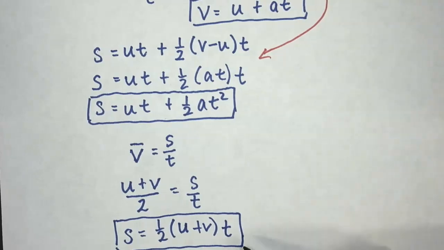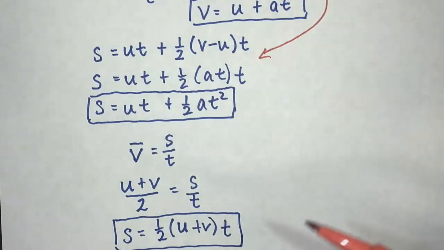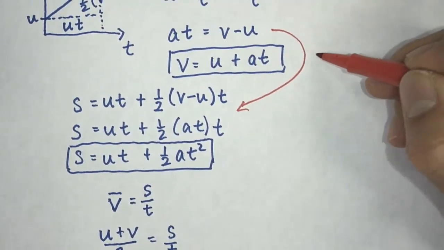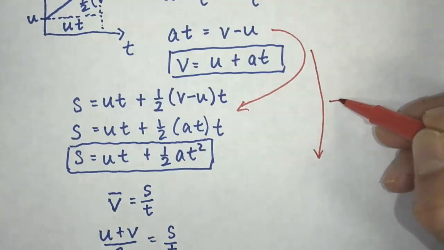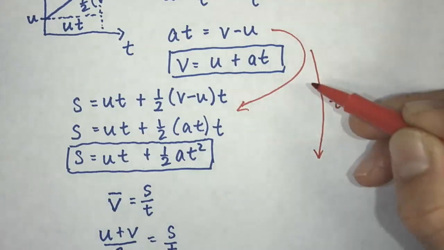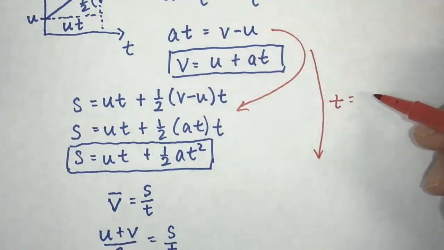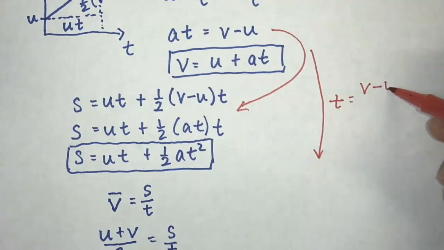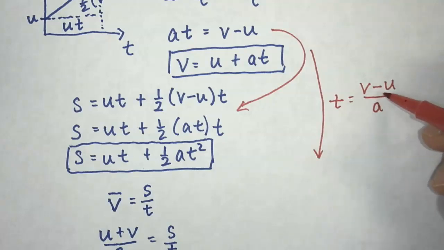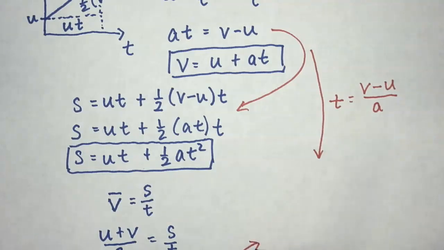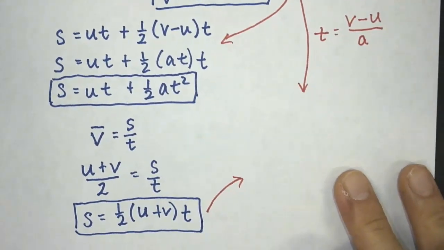Next, we're going to substitute from up here, from this one right here. We're going to rewrite this, and then we're going to solve it for T, because we're going to use this in a substitution in a moment here. So I'm going to divide A on both sides. So I get V minus U divided by A. So T is equal to final velocity minus initial divided by the acceleration. And now I'm going to combine that with this equation right here.